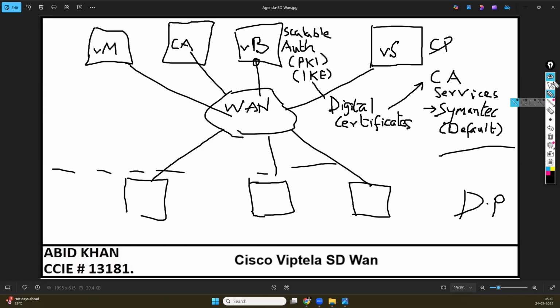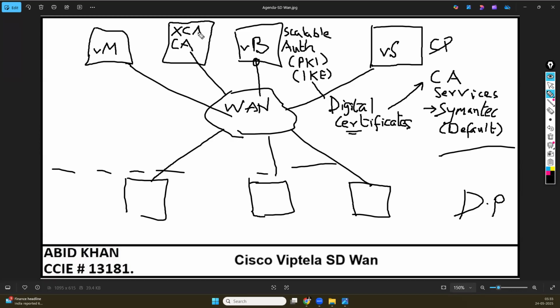So all the components, Cisco Viptela SD-WAN, before they communicate with each other, are supposed to first have a digital certificate, properly signed and authorized by a CA server of some organization. So originally, Symantec is there. Now in our lab environment, we are not going to have an actual Symantec. So we'll have our own CA server. I will show you how to create a CA server. We are going to use a freeware known as XCA.